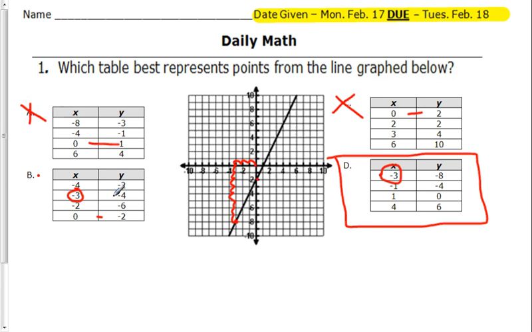B is wrong because it said negative 3 and 4, which would be about right here, in the yellow. So that's why negative 4 is not correct for that one.